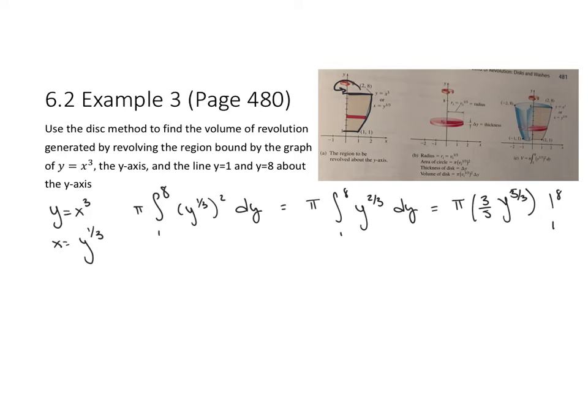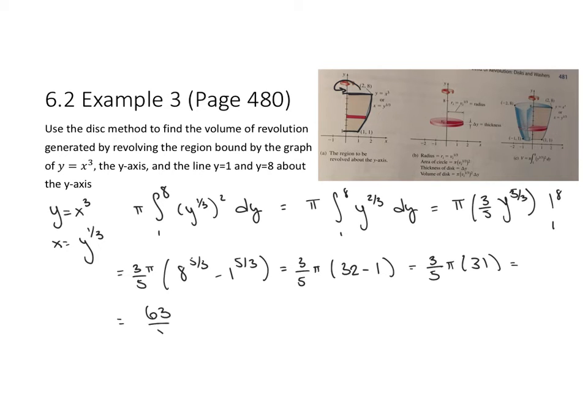Evaluate it from 1 to 8. Again, I can pull out that 3/5 pi. That just makes my multiplication a little bit easier. And we'll plug in 8 to the 5/3 minus 1 to the 5/3. So 8 to the 5/3 is the cube root of 8, which is 2. And then 2 to the 5th power, 32. And then 1 to the 5/3 is just 1. So that's 3/5 pi times 31, which I could write as 93 over 5 pi. And that's the volume of this shape, kind of this cut-off cone.